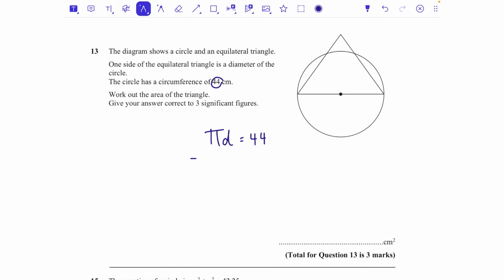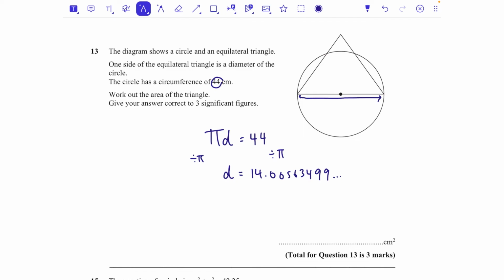So if I divide both sides by pi, I'll be able to work out the diameter of that circle. So 44 divided by pi, that is 14.00563499. I'm going to keep it in my calculator. I don't want to round it just yet. So that is the distance from here to here.